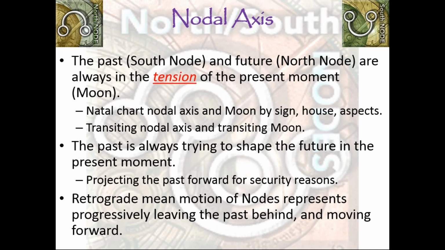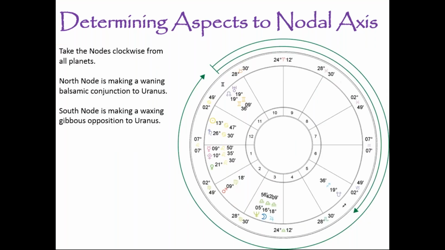The past is always trying to shape the future in the present moment. And again, this is because we have a tendency to project that past forward for security reasons. Now, here again, the retrograde motion of the nodes means that we're progressively trying to leave that past behind and actually move forward. Retrograde to throw off the past.